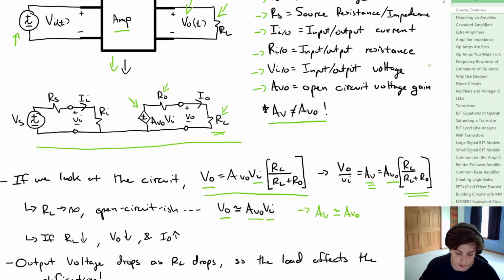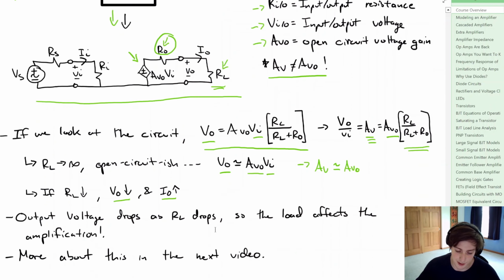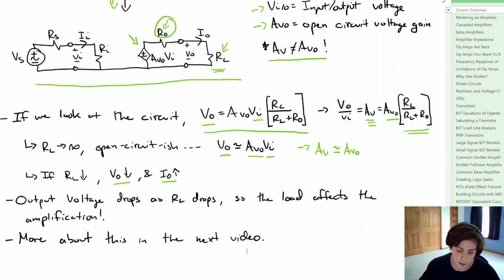Now, if the load resistor goes down, the output voltage also goes down because we would have a seemingly short circuit if it went to 0, and the output current skyrockets, not to infinity, because we still have this output resistance here that would limit it. And if we think about what this really tells us, well, the output voltage drops as the load resistor drops, which doesn't really mean much to us, but it does tell us that the load affects the amplification.